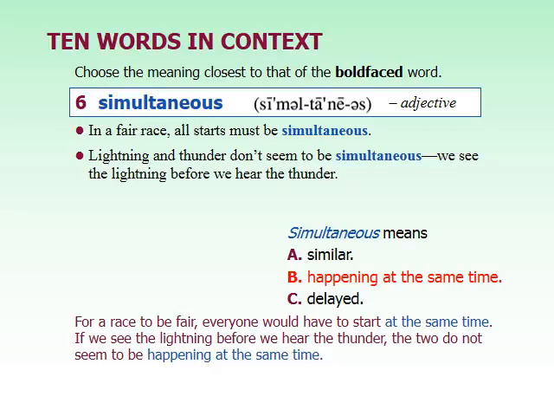So when we talk about something that's simultaneous, it means that it begins and occurs in the same period of time. In the first one, when you're racing, everybody should start at the same time. In the second one, lightning and thunder are happening at the same time, but because light travels faster than sound, it always looks like the lightning comes before the thunder. It's just the speed at which those things get to us. But simultaneous means things that are happening exactly at the same time.